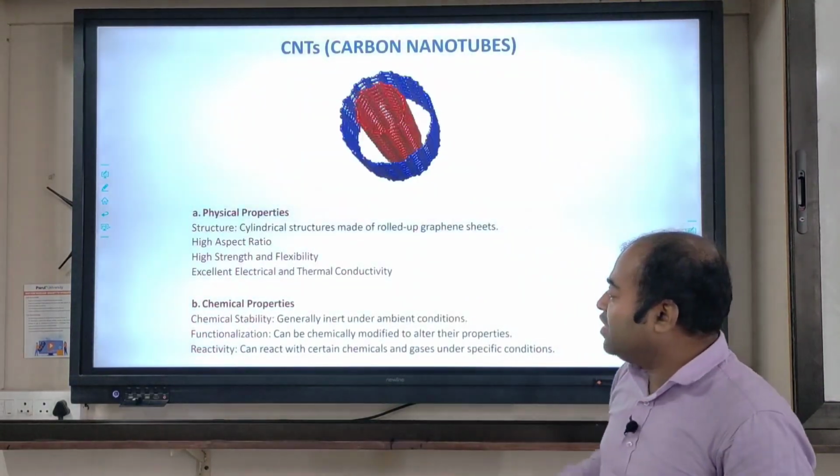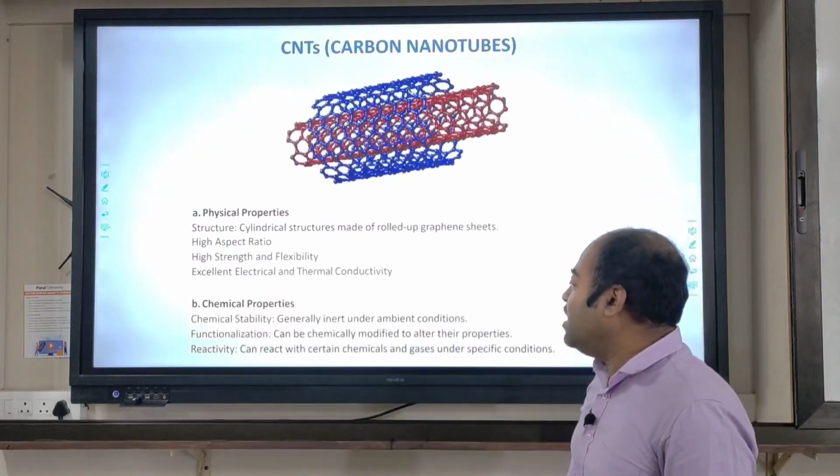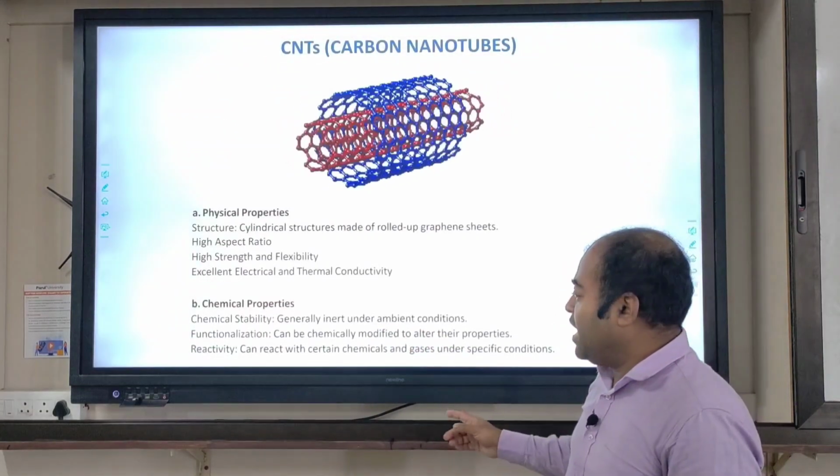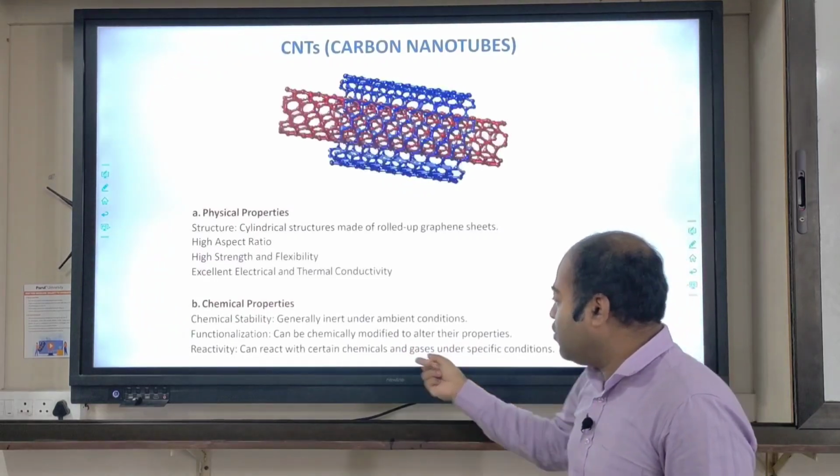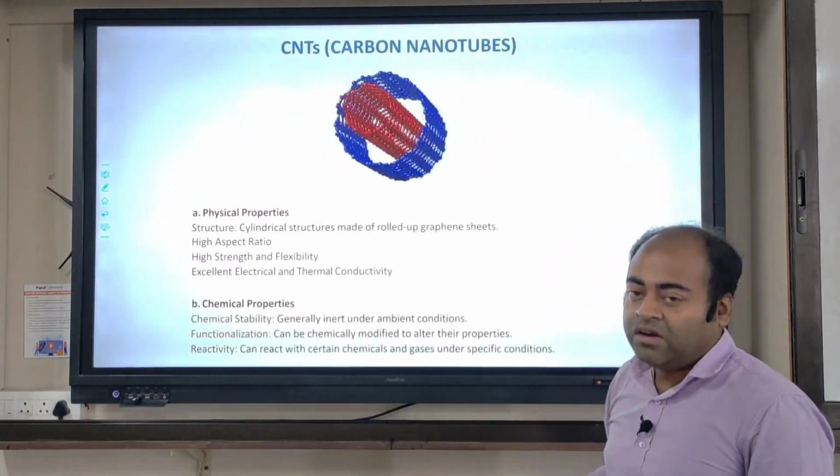The chemical properties, just like graphene, they are also inert under ambient conditions, and like graphene, they can be functionalized with various functional groups, and also the chemical reactivity can be tuned.